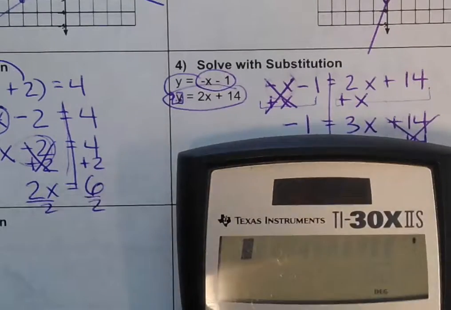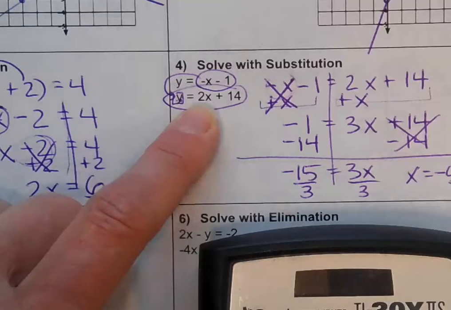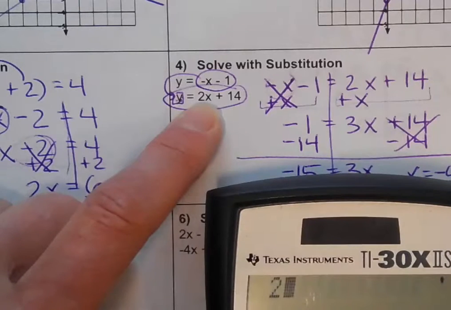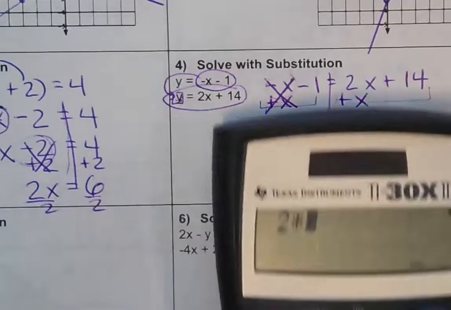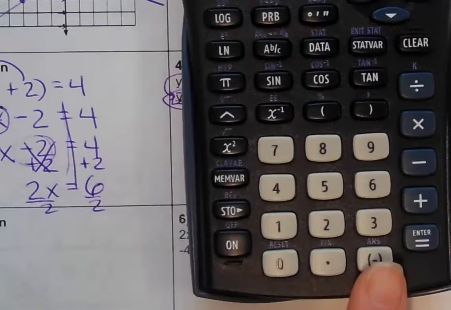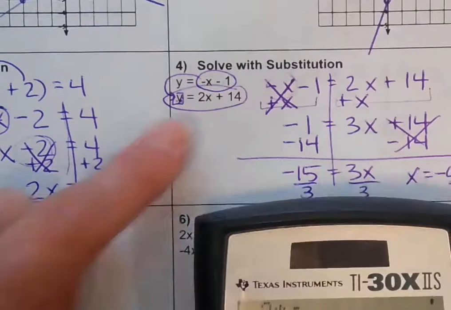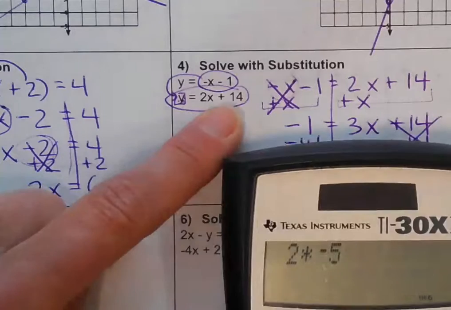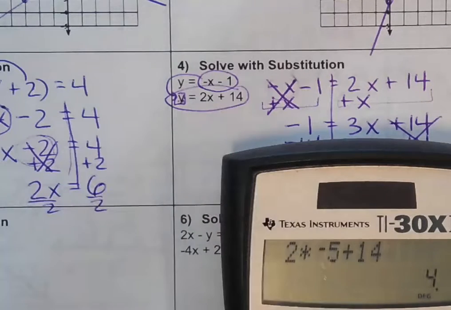Okay, so I type in my 2. When there's no sign, that means times. So you have to write times, and then it's a negative 5. Make sure that when you're doing the negative, you are using the negative sign on your calculator, not the minus sign. Okay, so negative 5, and then plus 14, and equals, and there's my y, 4.